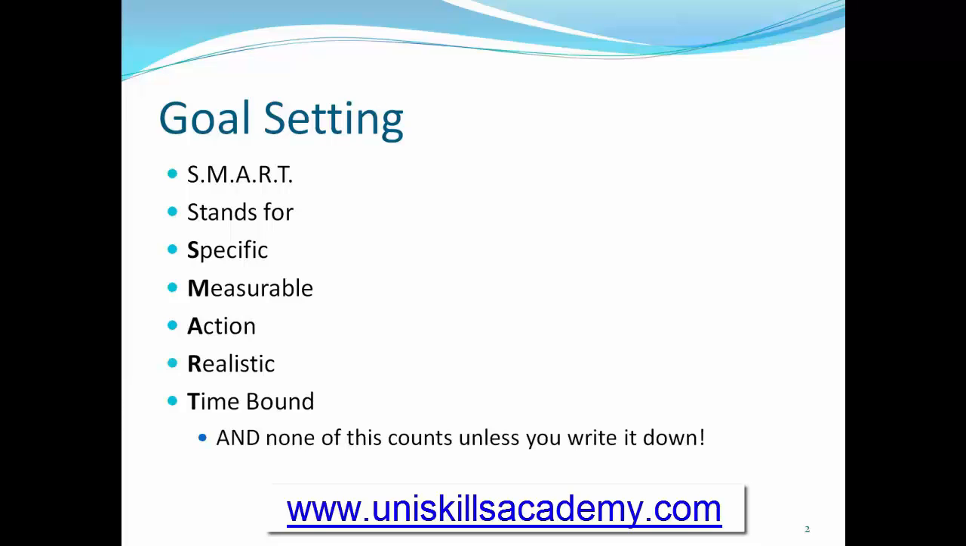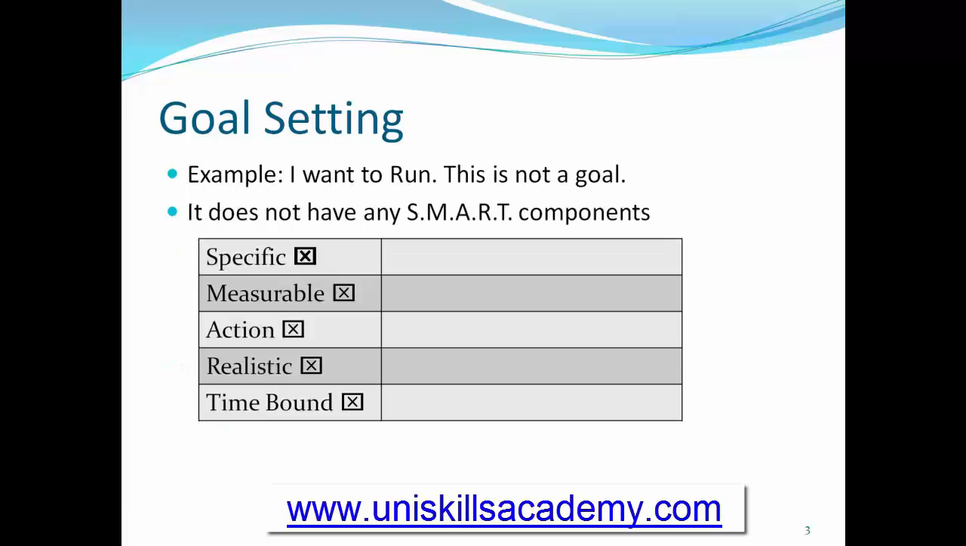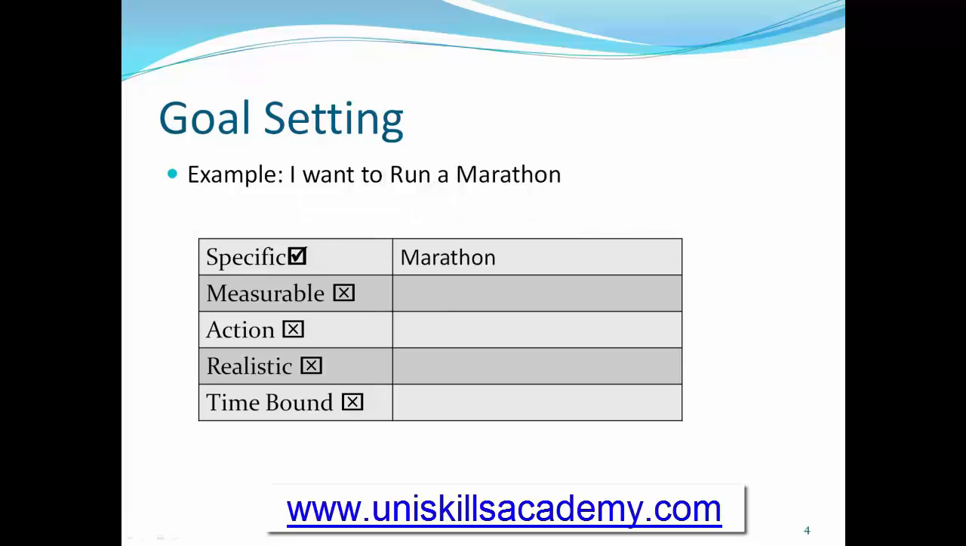It never happened. Okay, so as an example for a goal, say I want to do some running. Right? I've got a goal of wanting to run. Well, it's not actually a goal because it's not specific, it's not measurable, it might be actionable, we don't know if it's realistic, and it's certainly not time-bound. So, say I want to run a marathon. Well, this is specific, but it's none of the other things.